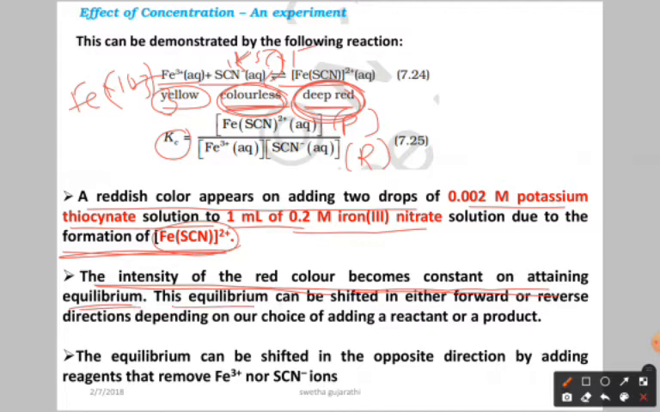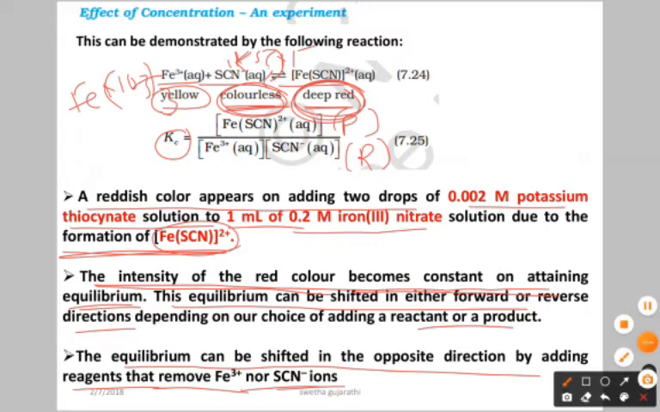Okay, this equilibrium can be shifted in either the forward or reverse direction depending on our choice of adding a reactant or product. Now let us see here the equilibrium. The equilibrium can be shifted in the opposite direction by adding a reagent that removes the Fe3+ or the thiocyanate ion. Okay, now for example, this is the equation we have.